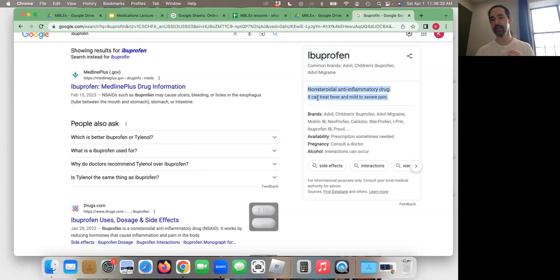And then ibuprofen is often taken for pain, but it is an NSAID. It can treat fever and mild to severe pain. Oftentimes you will see pain medications like Advil, ibuprofen, children's ibuprofen. What else here is familiar? Motrin. All these are ibuprofen, not acetaminophen.